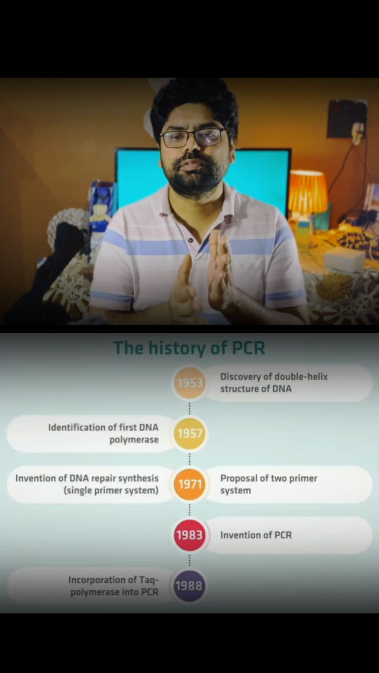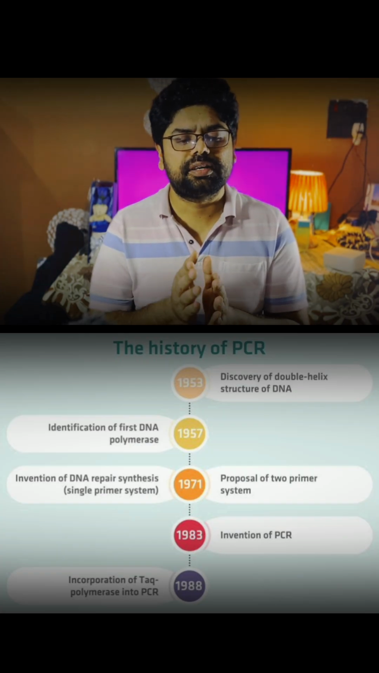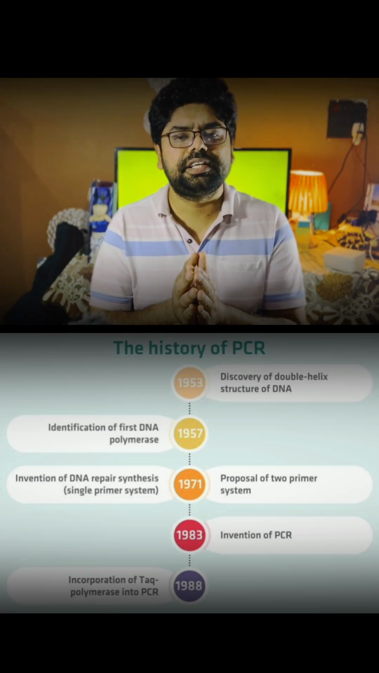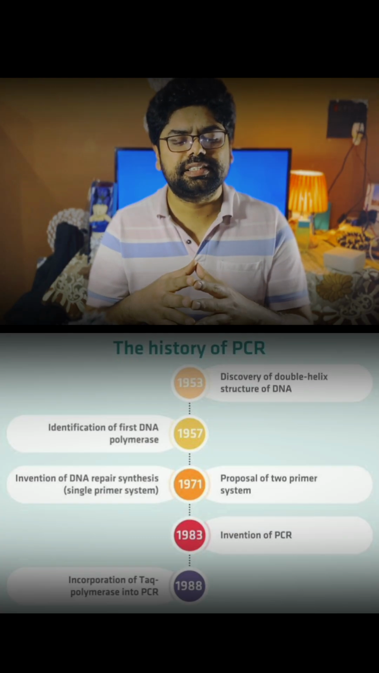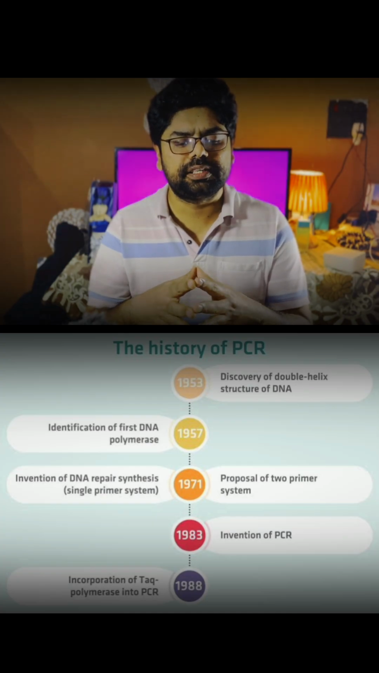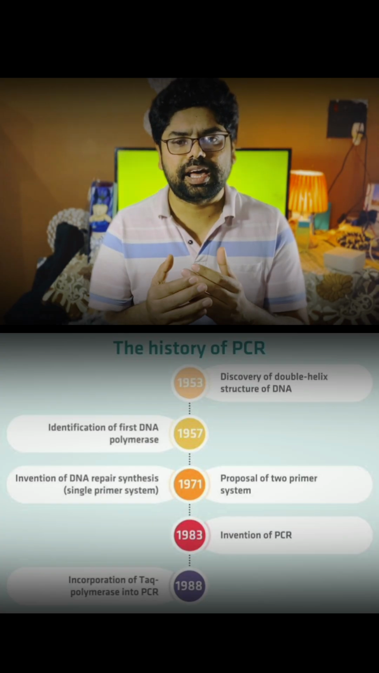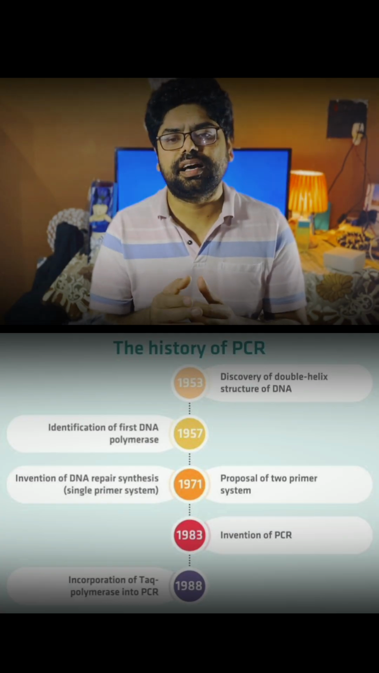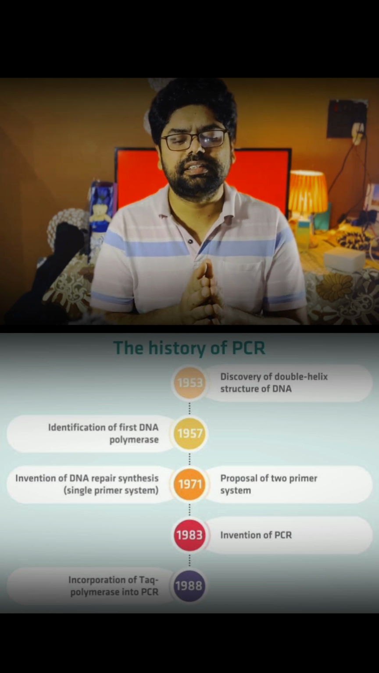Now, how has PCR evolved over time? PCR has evolved from 1971 by Har Gobind Khorana, who described the replication of short fragments of DNA using polymerase in vitro. In 1976, there was isolation of DNA polymerase from Thermus aquaticus, that is highly thermostable. In 1983, Kary Mullis invented PCR.